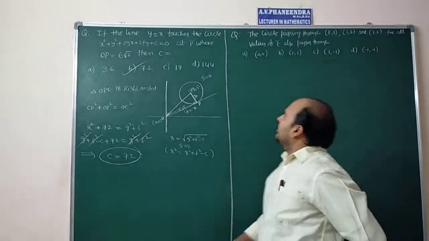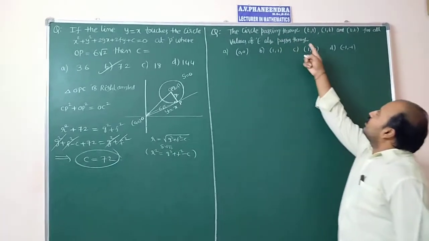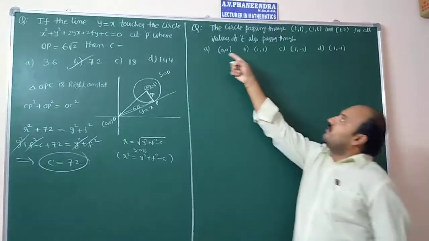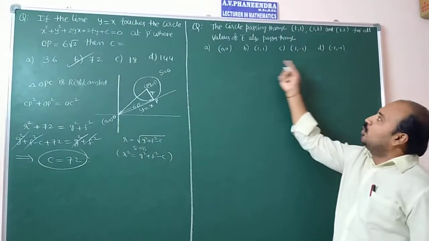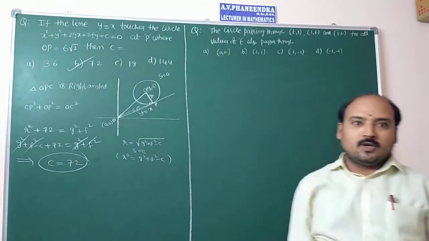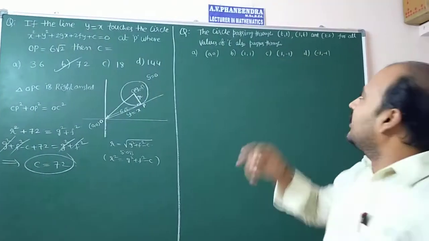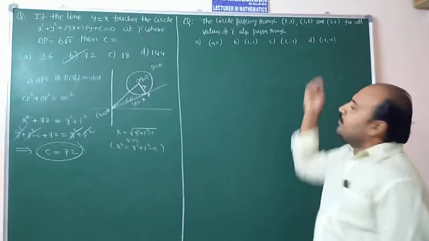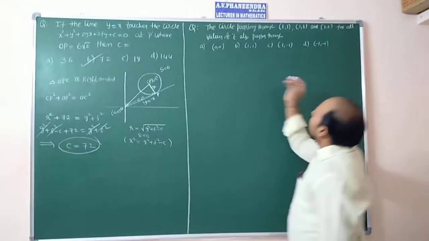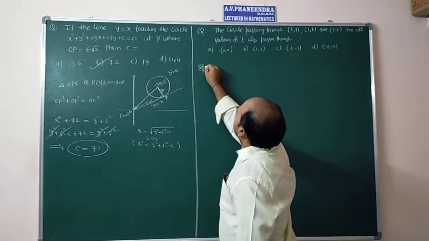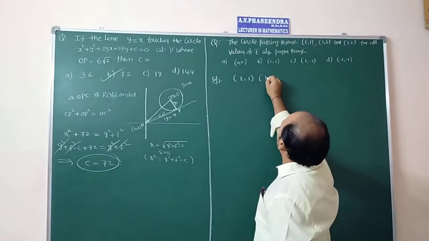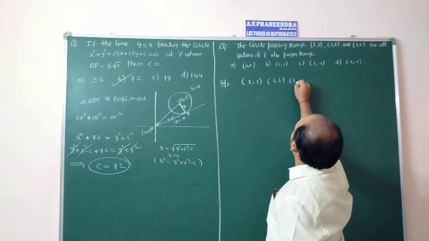Go to the next question. The circle passing through t comma 1, comma t and t comma t for all the values of t also passes through among these points. Observe the logic in the given points. How to plot in the coordinate system the given points. What are the given points? Given points are t comma 1, comma t and t comma t.